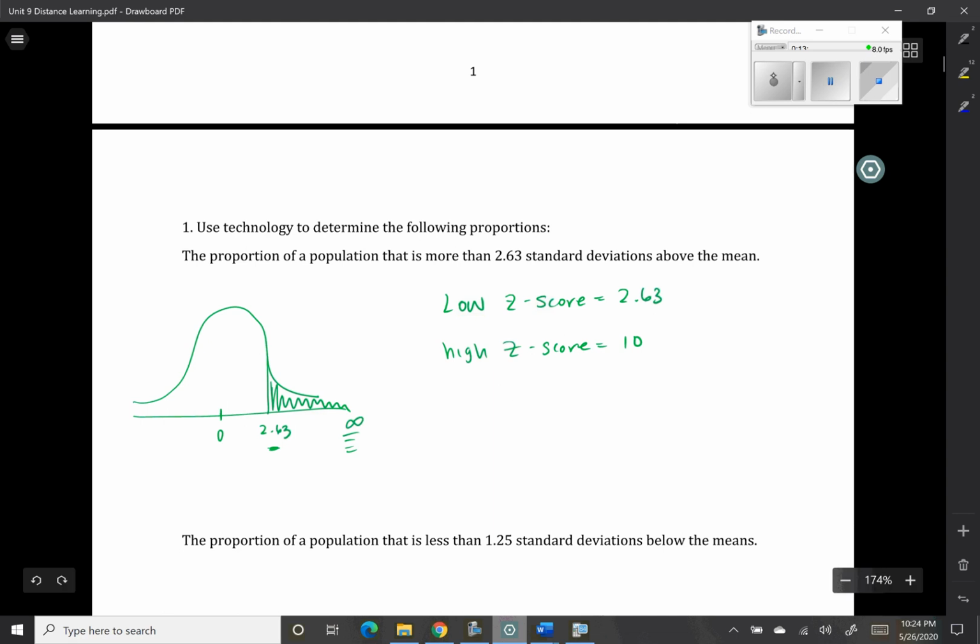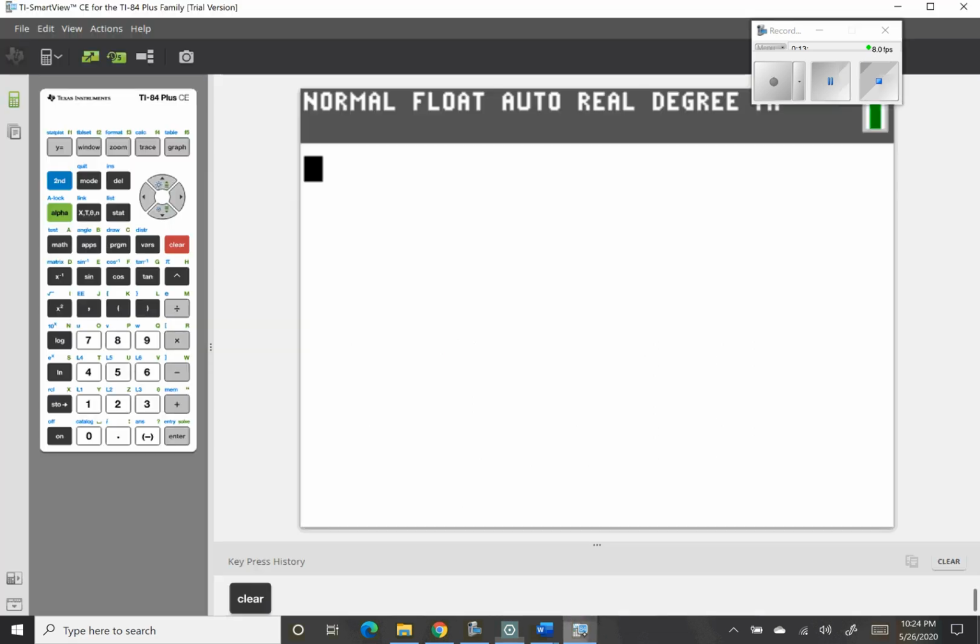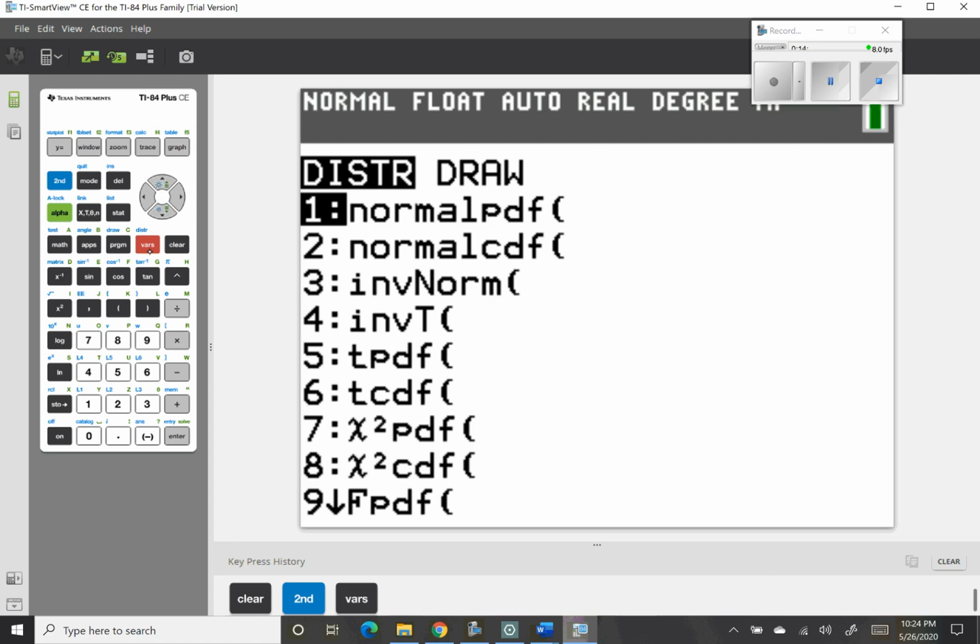What is the percent of data that fits into this little colored in area of my normal curve? So to do that, we're going to go to our graphing calculators. There is a button for distribution. If I hit second and then the vars button, notice it's still highlighted in red on my calculator, right? This gives us the distribution menu.